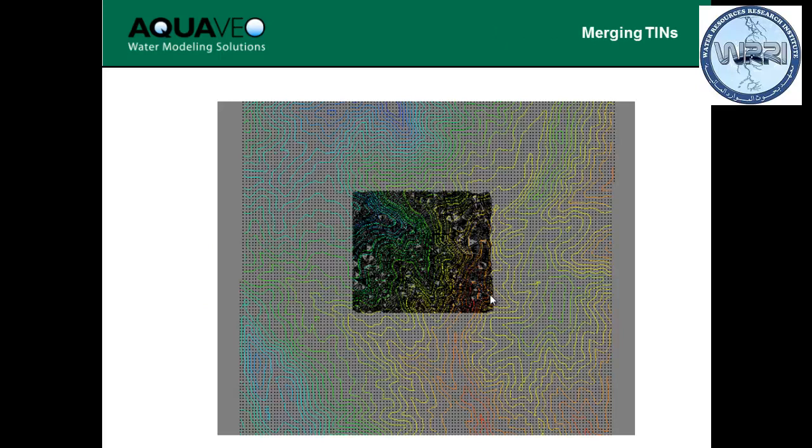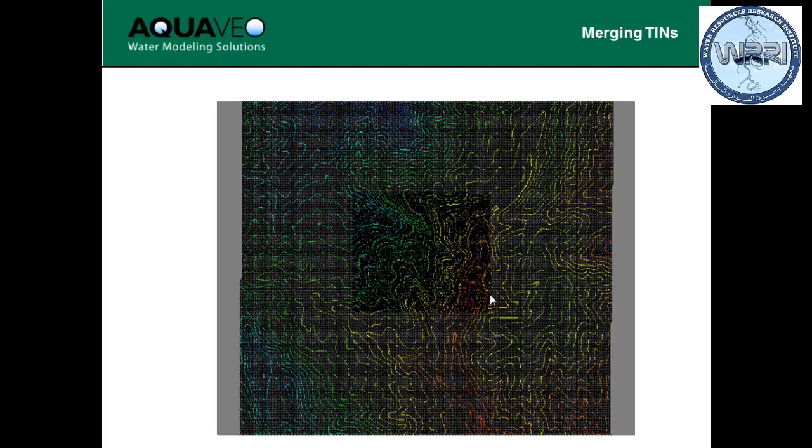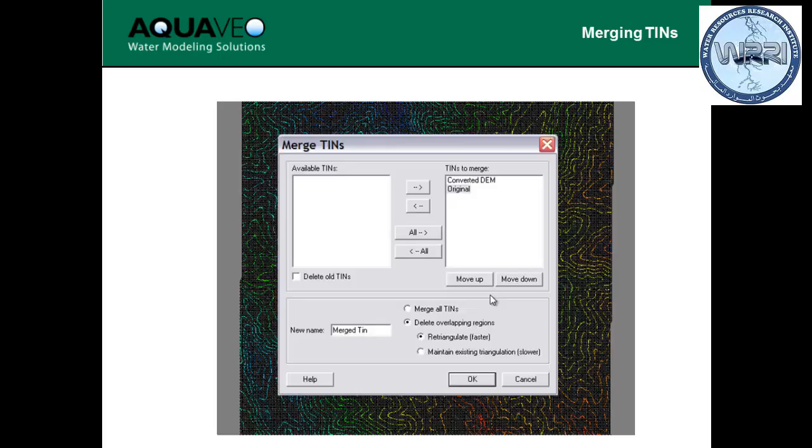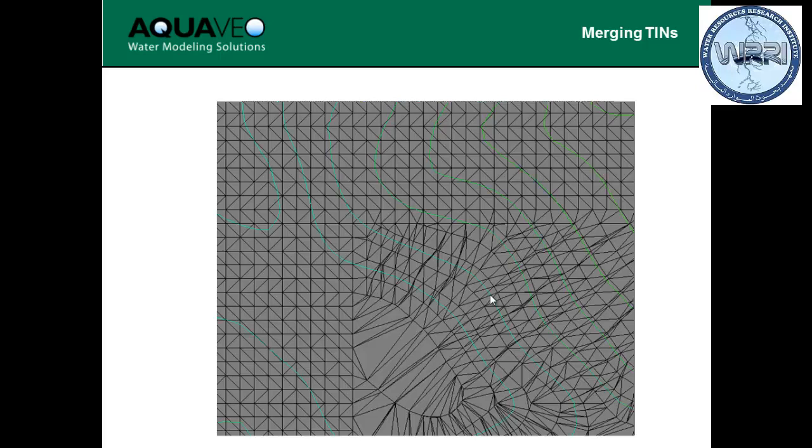Also, if I have two TIN data sets, so maybe I have a TIN that I created from a DEM, and then I have another TIN from survey data, like you were asking, I can merge these two TIN data sets together. So here I have a TIN, and I convert my DEM to a TIN. I can merge these TINs together, and then the data is merged. So you have something like this.